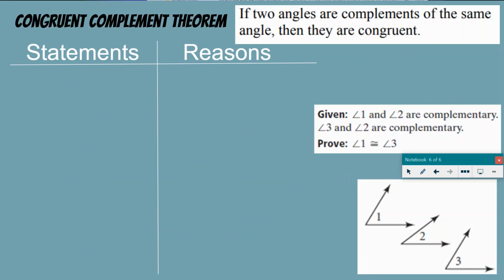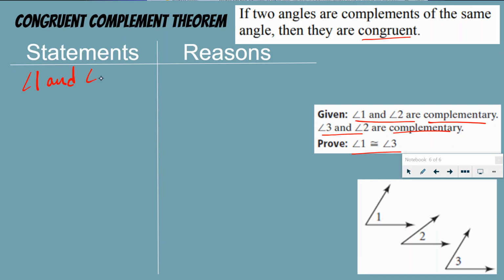Our last theorem that we want to prove is the congruent complement theorem. So this is saying that if we have two angles that are complements to the same angle, then those two angles are congruent. So 1 and 2 are complementary, 2 and 3 are complementary. So that's saying that 1 and 3 actually have to have the same measure. Angle 1 is congruent to angle 3. So I'm going to just start off, again, this is kind of interchangeable, but I'm going to use angle 1 and 2 being complementary as my first given statement.